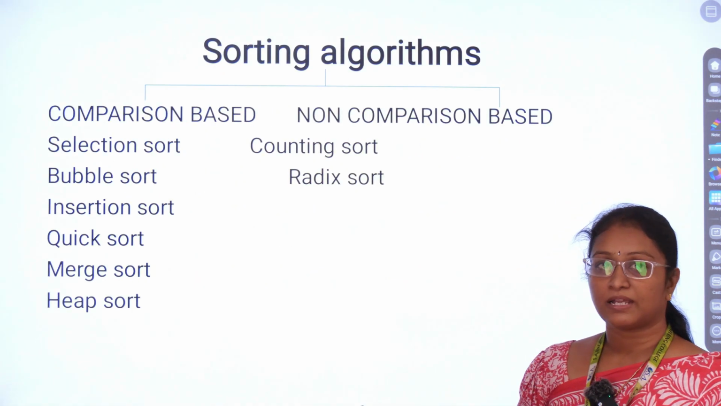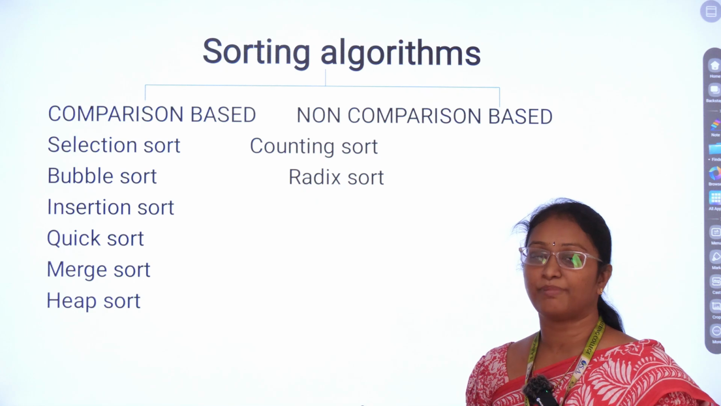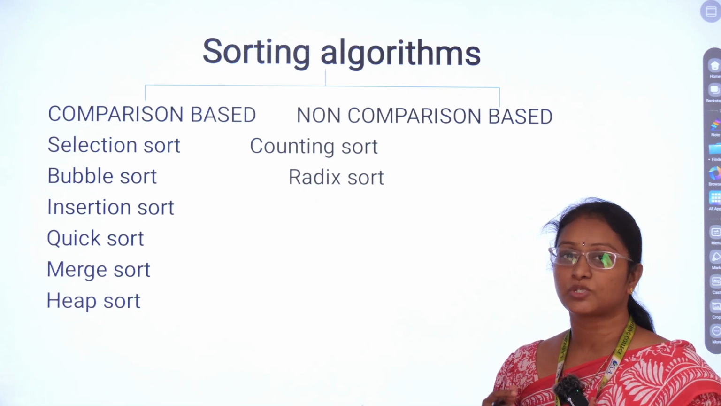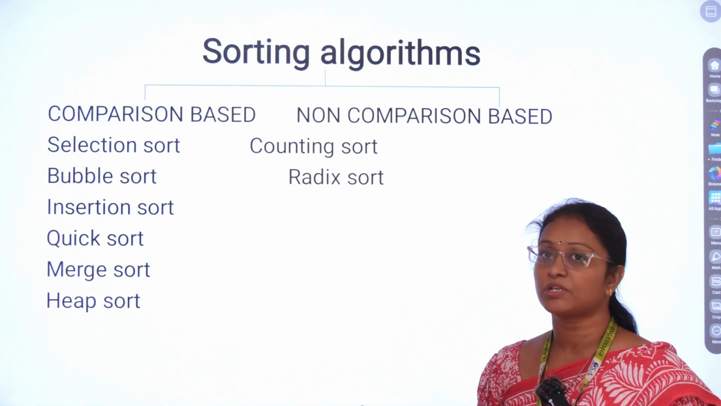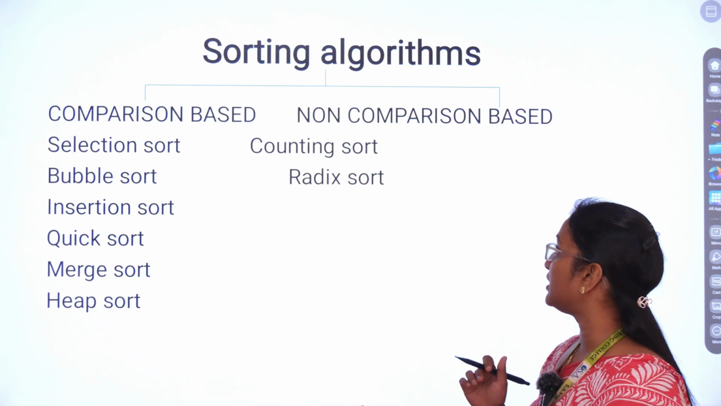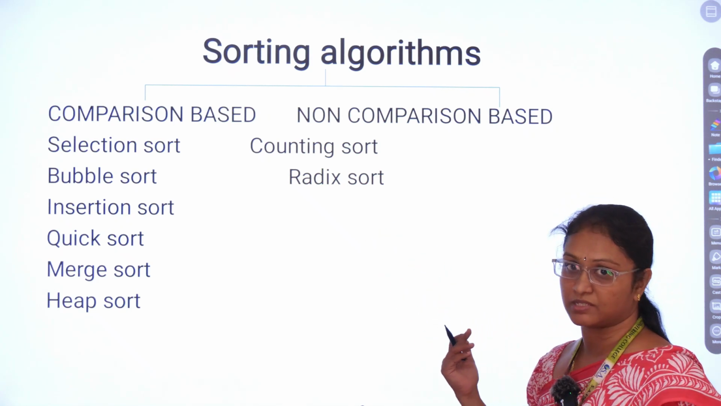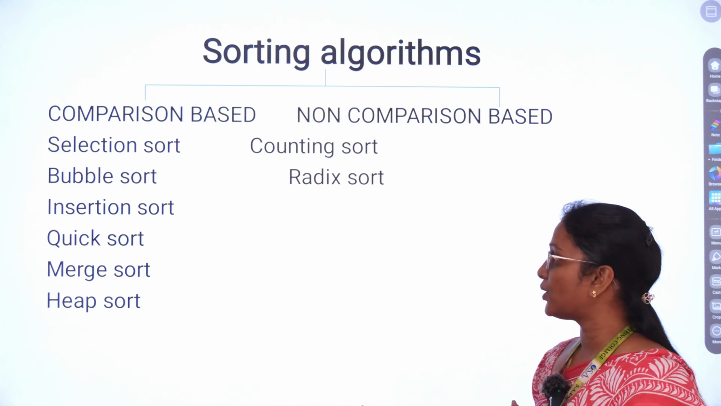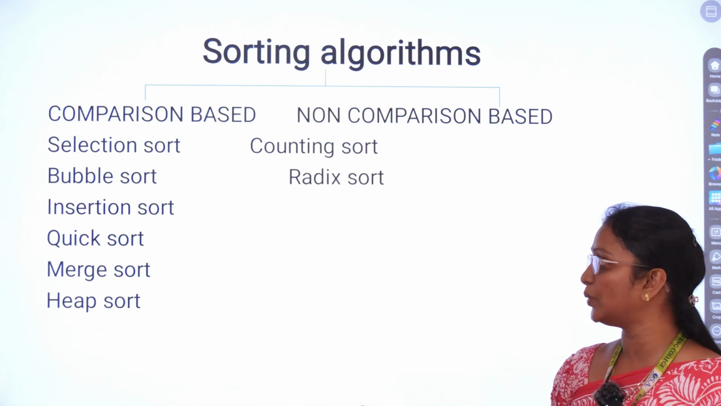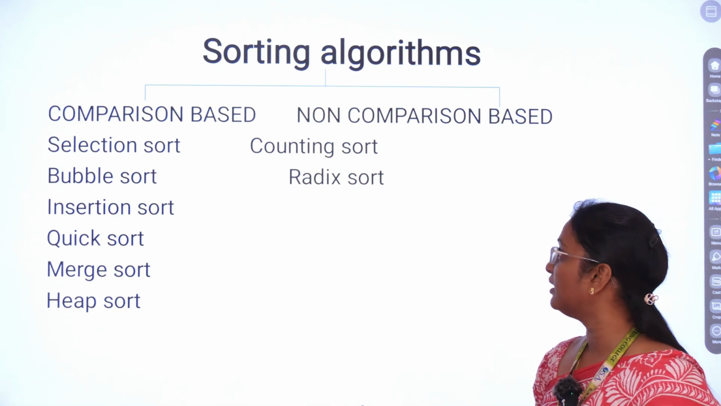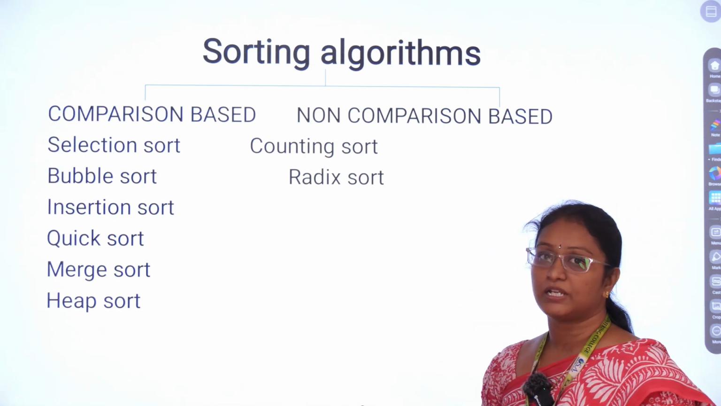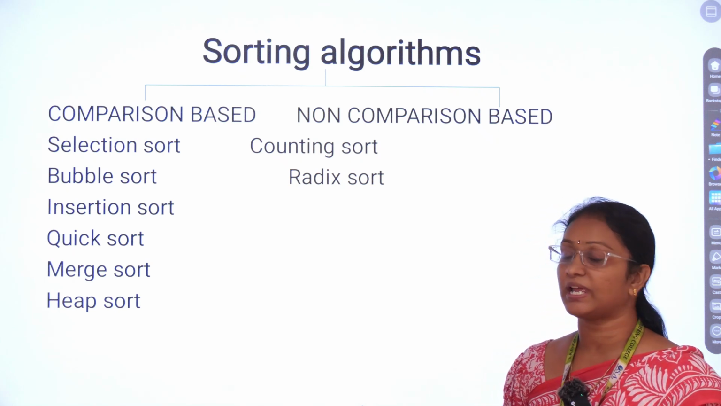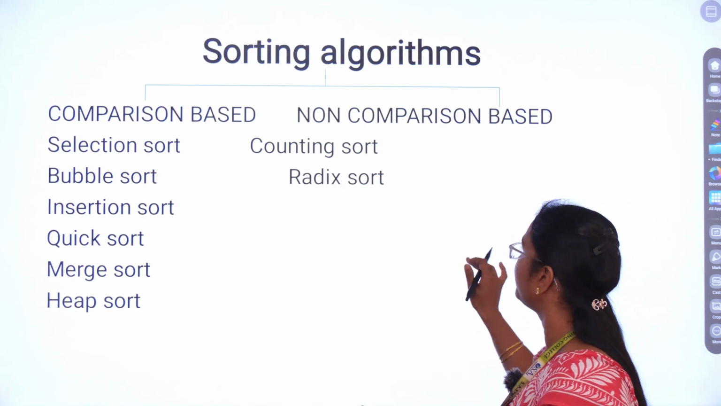Next, already I said comparison operator. Based on the comparison operator, sorting algorithms are of two types. One is comparison based, and the other is non-comparison based. Comparison based sorting is of 6 types: selection sort, bubble sort, insertion sort, quick sort, merge sort and heap sort. Non-comparison based sorting is of 2 types: counting sort and radix sort.